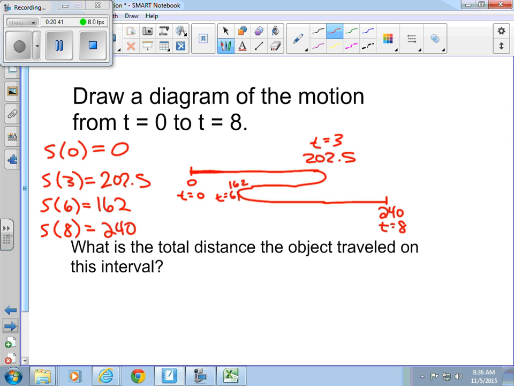So I want the total distance the object traveled. How am I going to get that? Got to do some addition. Got to do 202.5 plus what?